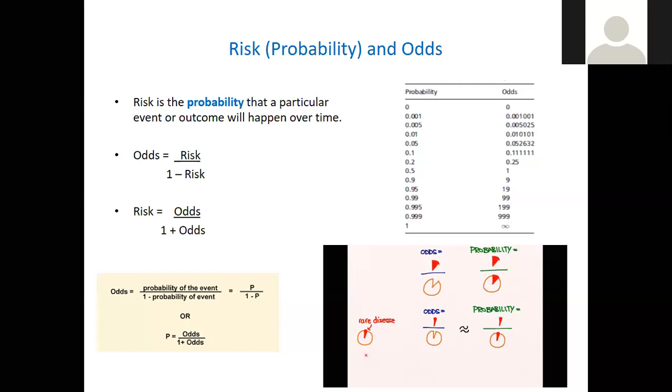But if you calculate the corresponding odds, you will see the big difference. And that is why, if you look at the table below this one, you see odds is equal to the probability of the event over 1 minus the probability. That's what we have just discussed.